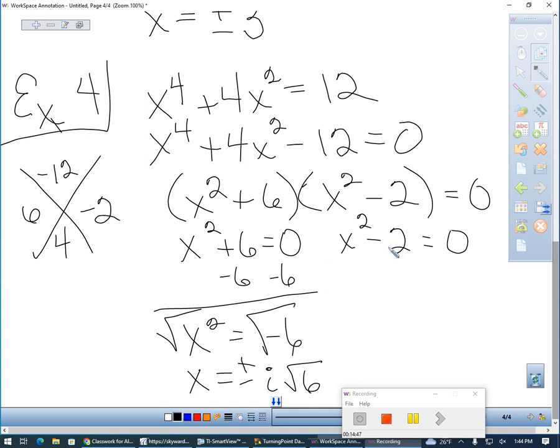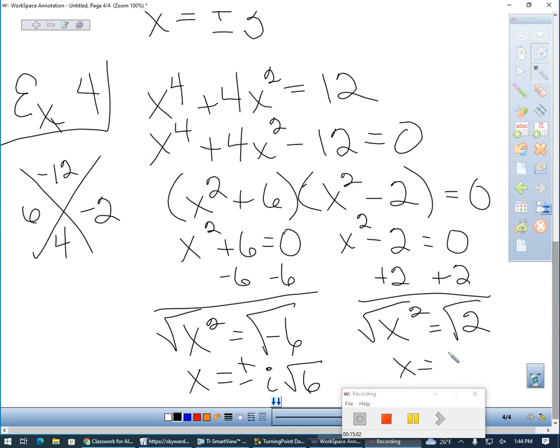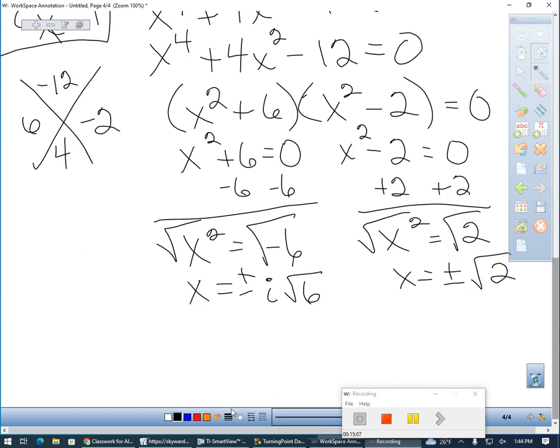Here, I've got to get x squared by itself, so I'm going to add 2 to both sides. I have x squared equals 2. We again square root both sides. We get x equals plus and minus square root 2. So again, I had x to the 4th power. How many solutions do I have? I have 4 of them, right?